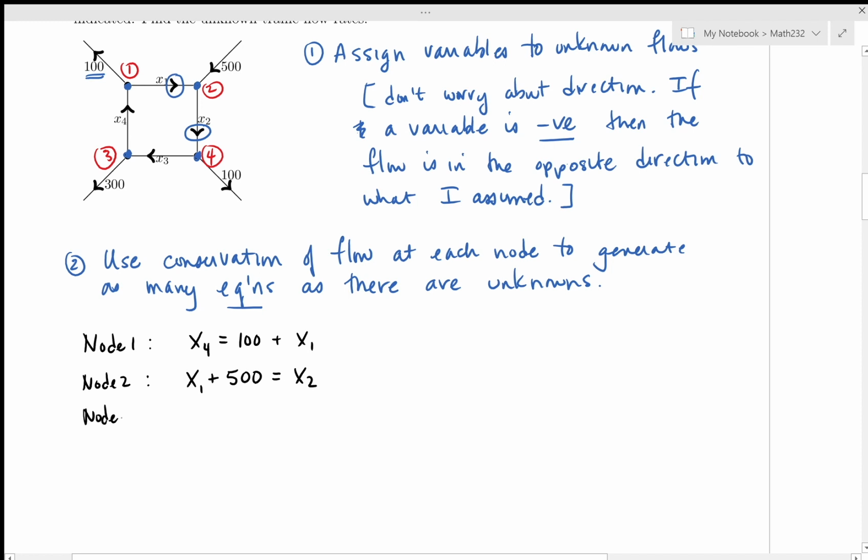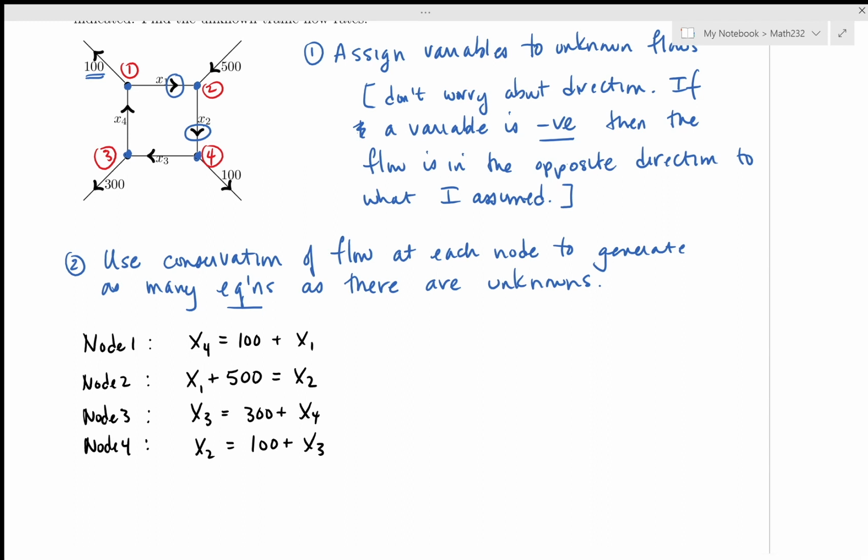Similarly, for node 3 and node 4. And there's node 4. What's coming into node 4 is x2, and what is going out is 100 and x3. Okay, so then I rewrite these equations in the way that we are used to seeing them, with all the variables on the left and all of the constants on the right.